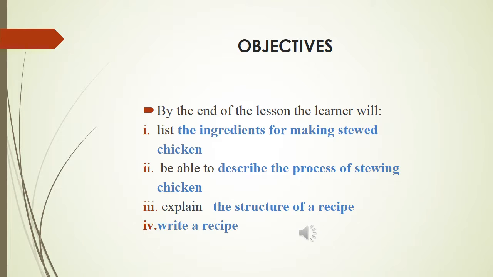The lesson objectives. By the end of the lesson, the learner will: 1. List the ingredients for making stewed chicken. 2. Be able to describe the process of stewing chicken. 3. Explain the structure of a recipe. And 4. Write a recipe.